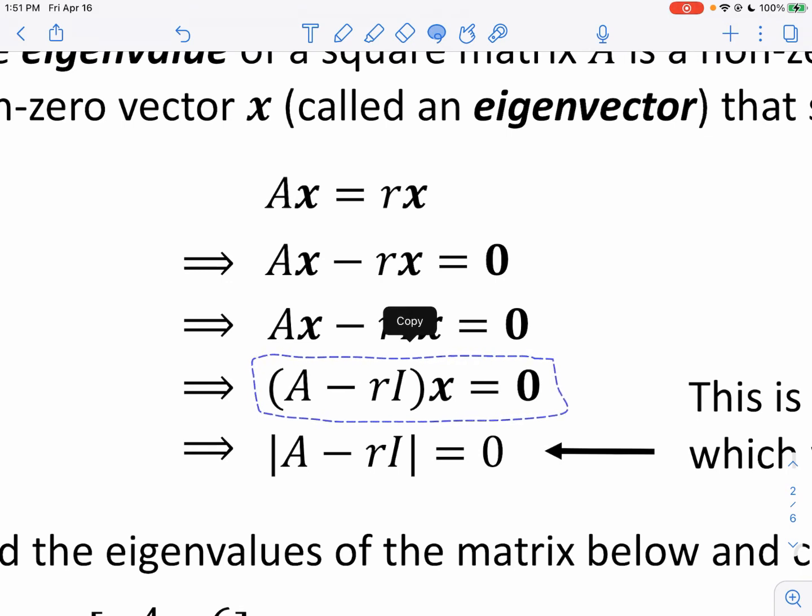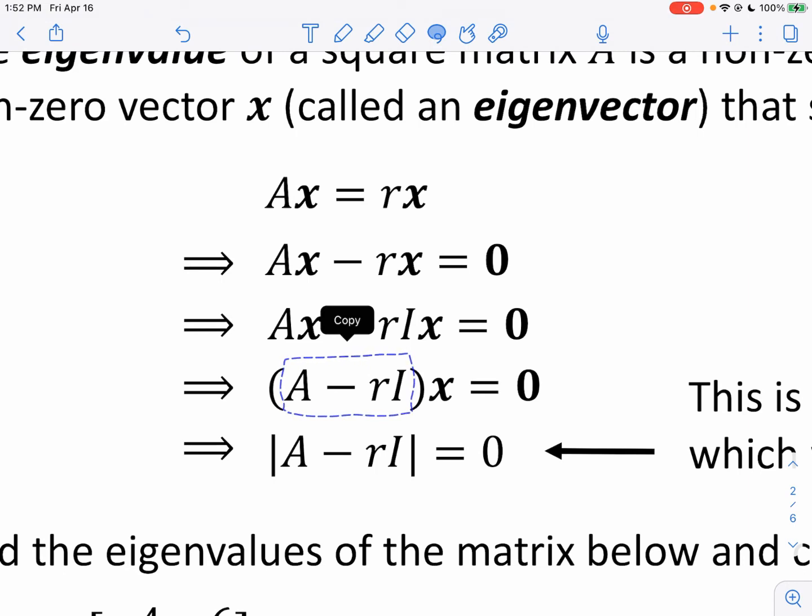And there's some theory from linear algebra that when you have a square matrix times a vector x, and you get the 0 vector back, if this matrix right here is invertible, or we use the word non-singular, then the only solution to this is going to be the 0 vector. So if you have an invertible matrix right here, and you want to multiply it by some vector to get the 0 vector back, the only way you can do that is to have the trivial solution of the 0 vector.